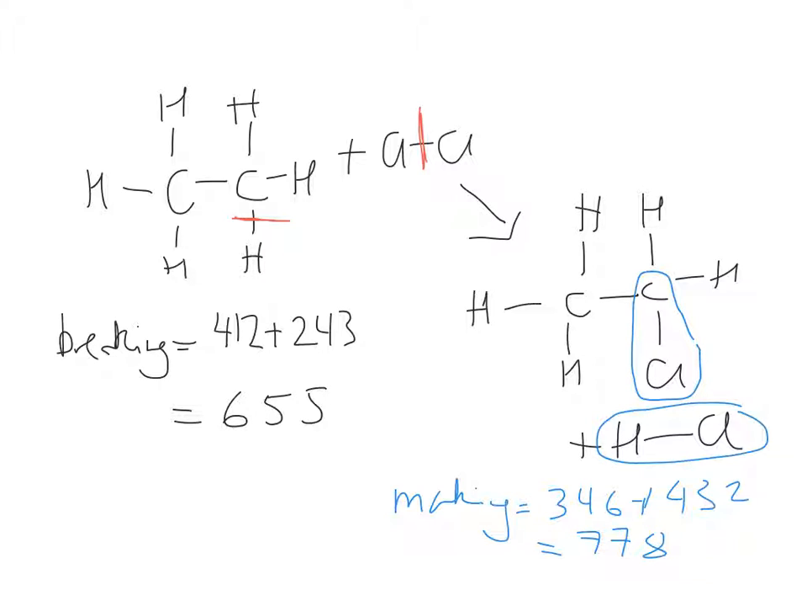Okay, which will give me 778. Okay, so remember we said that this is positive because we've got to put energy in to break bonds. This is negative, we get energy out making bonds. Now, if you do that same calculation for the whole thing, delta H equals 655 minus 778. You notice, magically this also equals minus 123. Now, isn't that neat? Okay, so you don't actually need to break everything up into individual atoms.